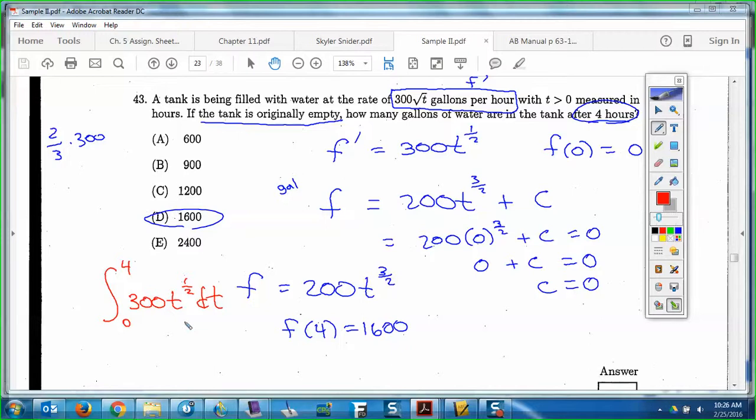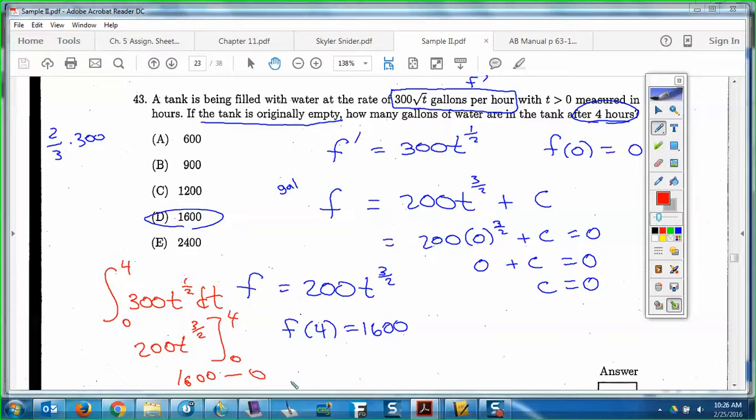Now, if this was no calculator, we'd have to do big F of B minus big F of A. So we'd have to do our antiderivative, and we would do 0 and 4. We plug in a 4, we get 1600. We plug in a 0, we get 0, right? So we could do it without a calculator too. Do the antiderivative. Okay. So that gives you a little sense of the type of story problem we're looking at. Pretty easy one, really, once you understand that, hey, gallons per hour, I want gallons. That's an integral. Antiderivative, boom, set it up. There you go.